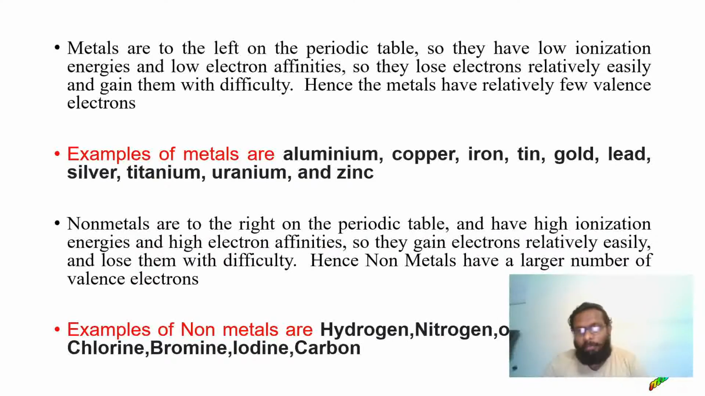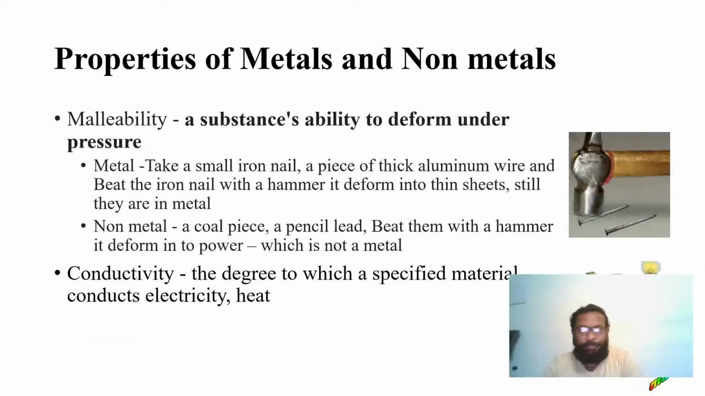But in the case of non-metals, it's not easy to have free electrons since they have a high ionization energy. Now let's discuss some of the properties of metals and non-metals in parallel. What are the properties of metals and non-metals? As I already said, non-metals have properties exactly opposite to those of metals.